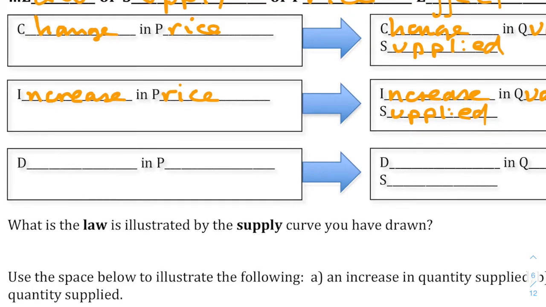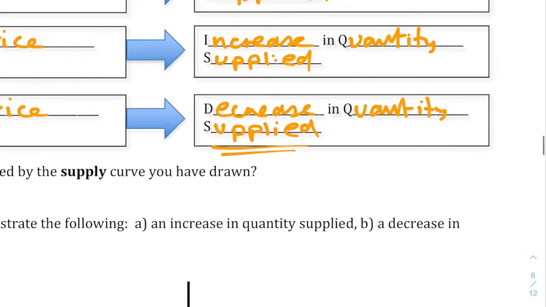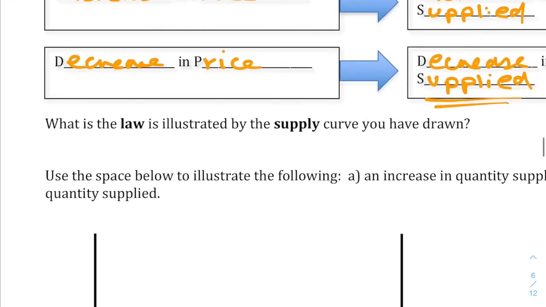Anyway, so there's a decrease in price, and that will result in a decrease in quantity supplied. Oh, whoops, I said quantity demanded. See, I screwed up. Quantity supplied. Right, there you go. All right. So this is the law of supply.